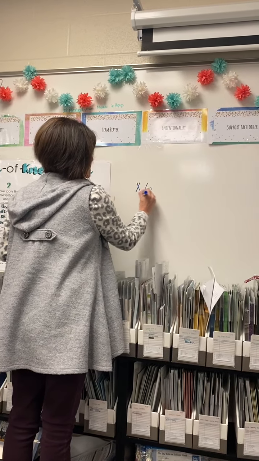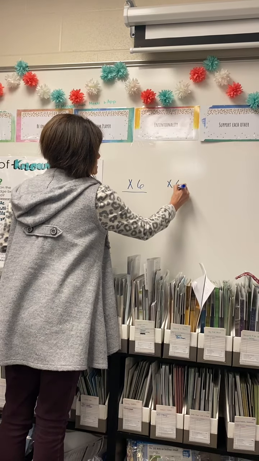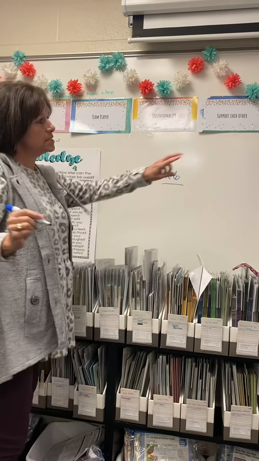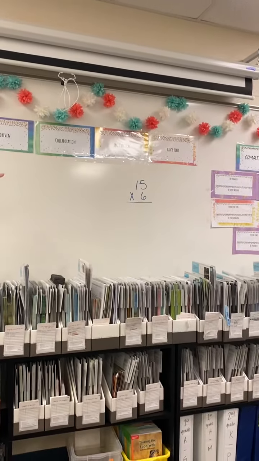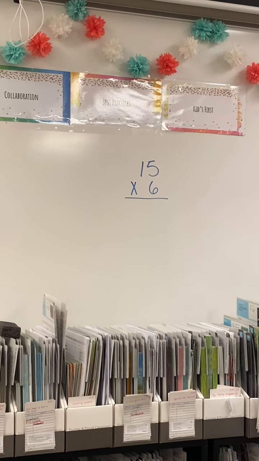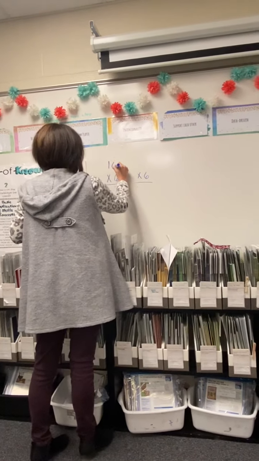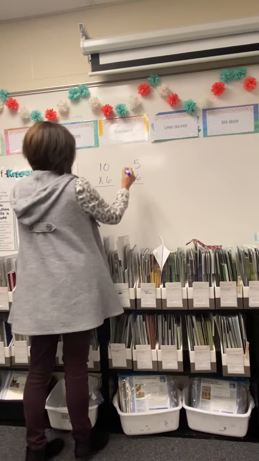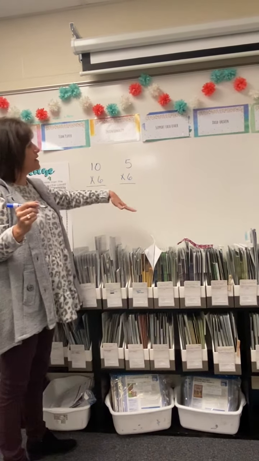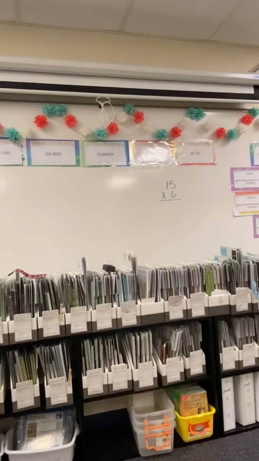So I'm going to come over here and show you how you could do a partial product with this problem. So we could do times 6 here, times 6 here, and then we could split this 15 into comparable numbers, like we could do 10 plus 5. So let's break that apart because we know that 10 plus 5 is 15. That would be easier to multiply. It's easier to multiply by 10 and by 5. So if it's a problem like that, you could definitely do a partial product.